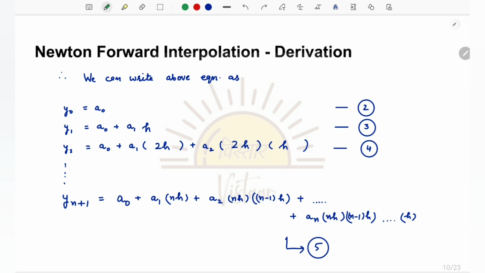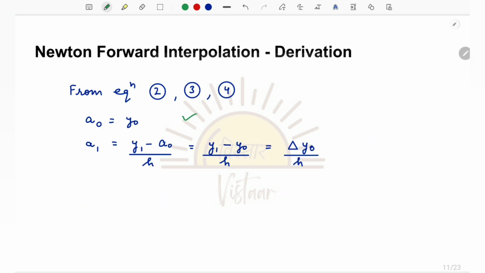For finding the values of these constants, you can see that a0 is equal to y0. From here we can calculate the value of a1. Let me write it down for you. a0 will be y0, a1 will be (y1 minus a0) divided by h. We may write this a0 as y0, and overall y1 minus y0 is the delta y0, which is the difference between the two consecutive terms.